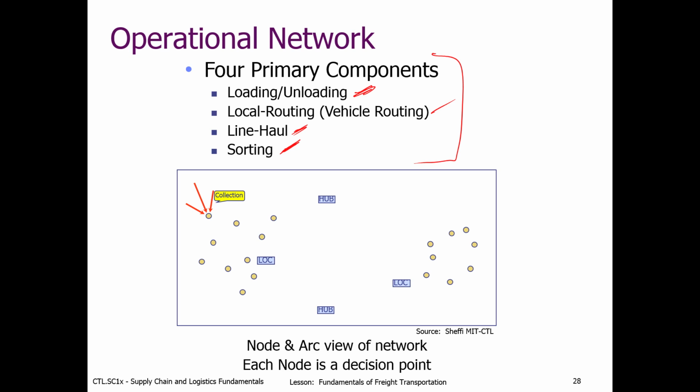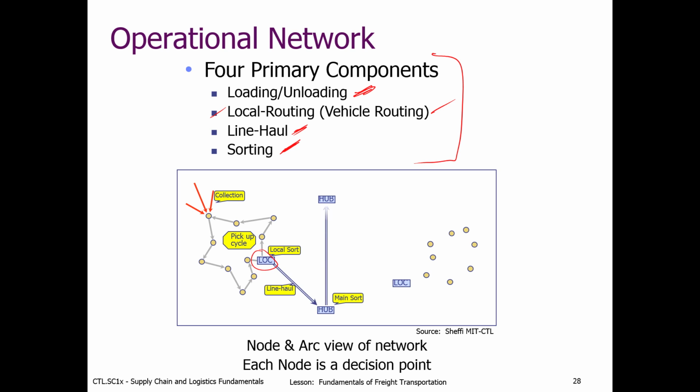So I might have a collection of materials at one point, and then I will have what's known as local routing or vehicle routing, right? To pick up, pick up, pick up. This is also known as a pickup cycle. The product then comes to this facility. This is a local sort facility.